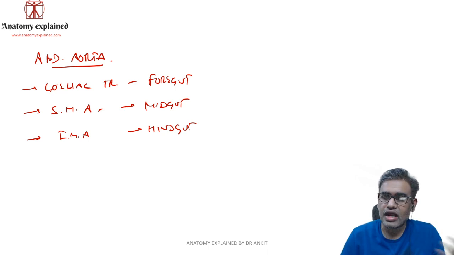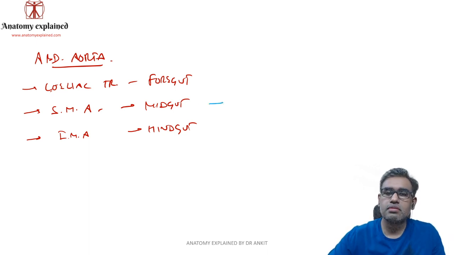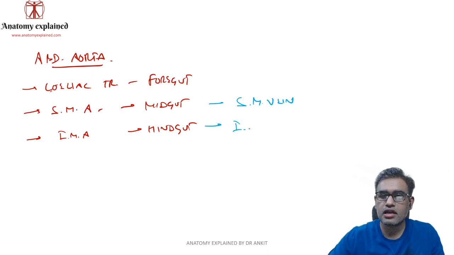So these are supplying the nutrients, the artery branches, to the gut wall, and whatever you absorb from there, all the nutrients and all that are taken back by the veins. So for the superior mesenteric artery we have the superior mesenteric vein. For the inferior mesenteric artery we have the inferior mesenteric vein. For the celiac trunk we don't have any celiac vein.